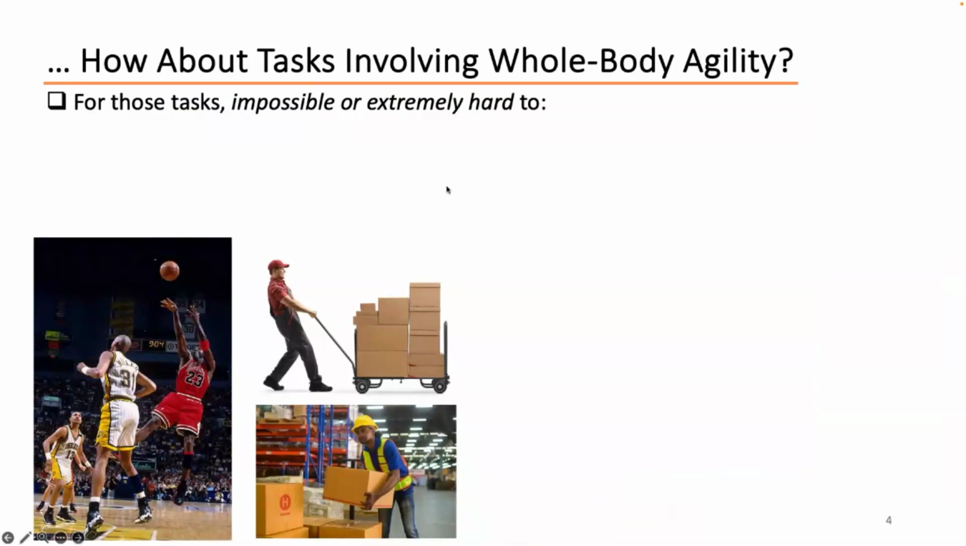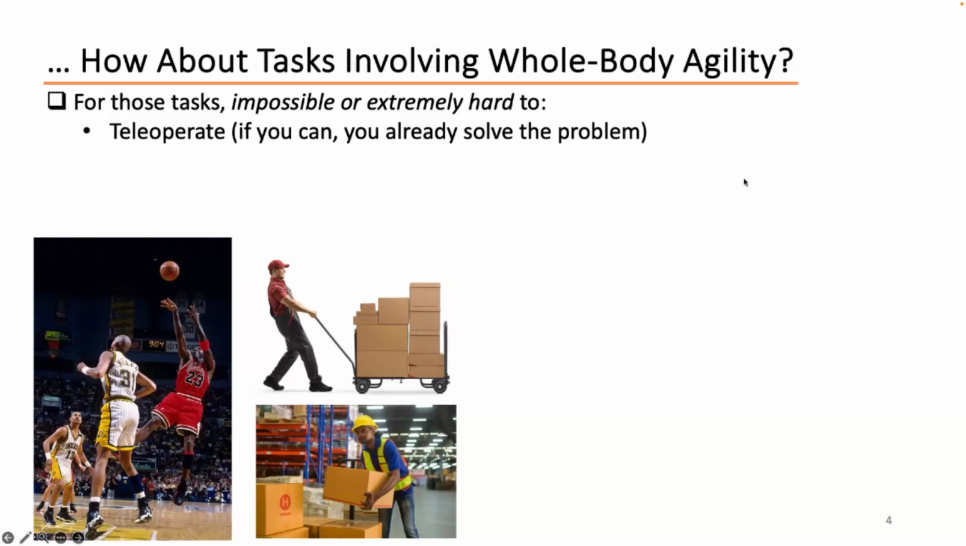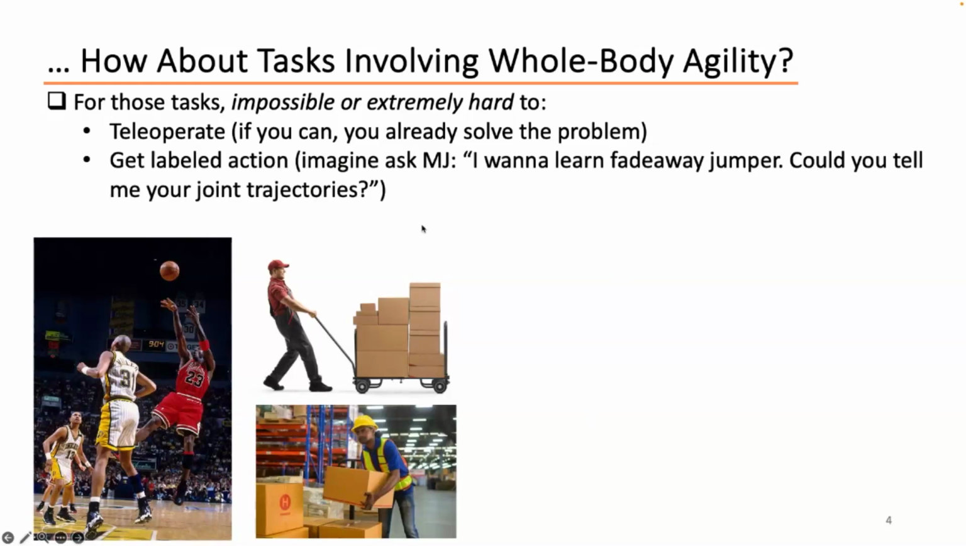We will quickly realize that for those tasks, it is very hard or impossible to teleoperate. Because if you can teleoperate, you already solved the problem, right? Imagine if you can teleoperate a humanoid to play basketball in this way, you already solved this. If you can teleoperate a humanoid to pull a very heavy cart, you already solved this problem. And also, it's very hard to get labeled action for free. It's very different from pick and place, right?